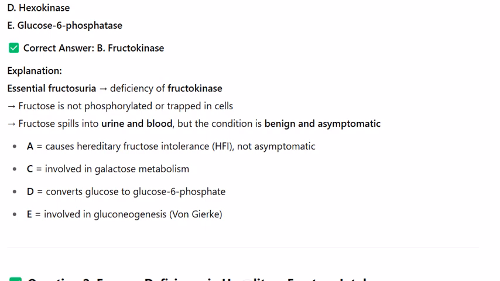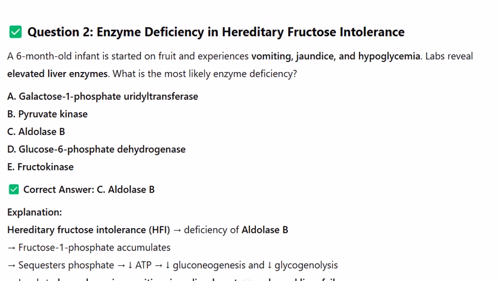Question 2. Enzyme deficiency in hereditary fructose intolerance. A 6-month-old infant is started on fruit and experiences vomiting, jaundice, and hypoglycemia. Labs reveal elevated liver enzymes. What is the most likely enzyme deficiency? A. Galactose 1-phosphate uridyltransferase, B. Pyruvate kinase, C. Aldolase B, D. Glucose 6-phosphate dehydrogenase, E. Fructokinase. Correct answer, C. Aldolase B.